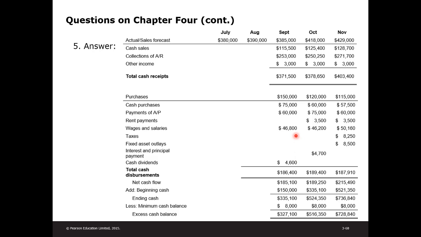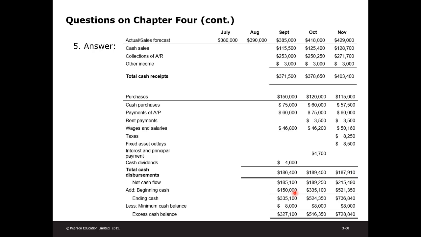So we added all the cash disbursements we have each month. Now we will calculate the total cash disbursement for each month by adding these numbers together: 75 plus 60 plus 46,800 plus 4,600, which will give us the total $186,400. And the same thing for October and November.